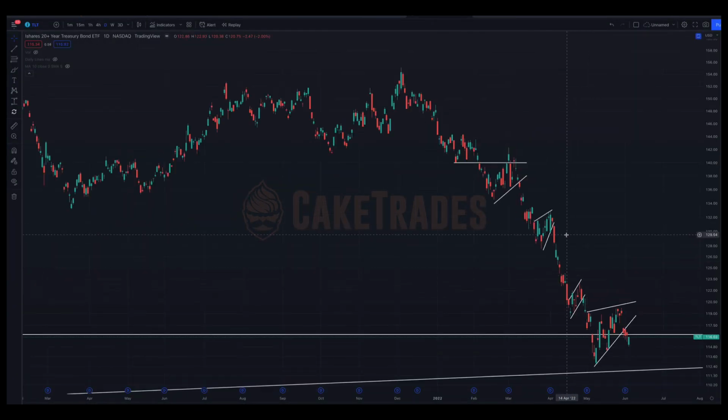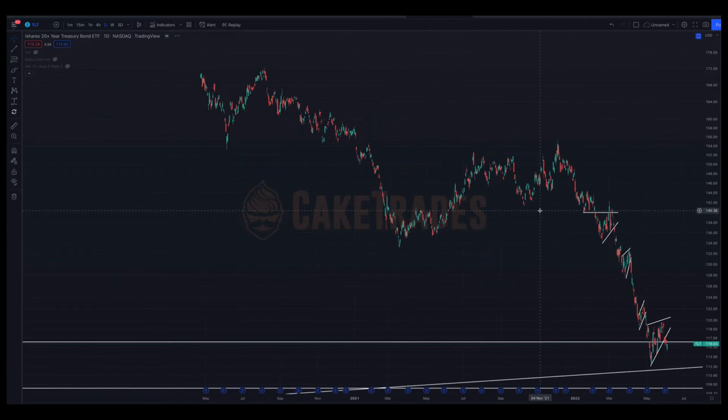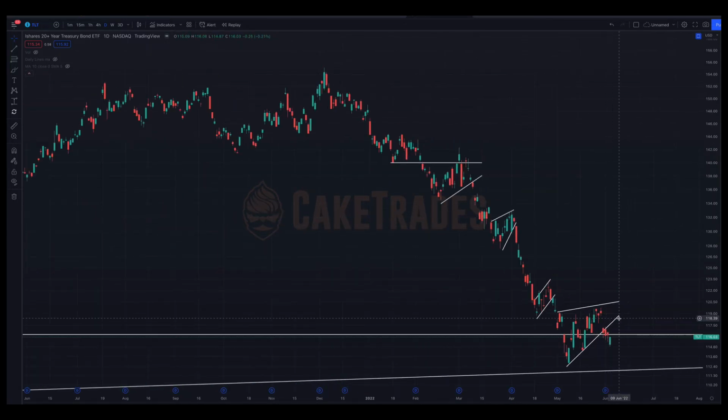So let's go to bonds, and bonds typically have an inverse relationship to financials for a lot of reasons I'm not going to get into here. But we tried.